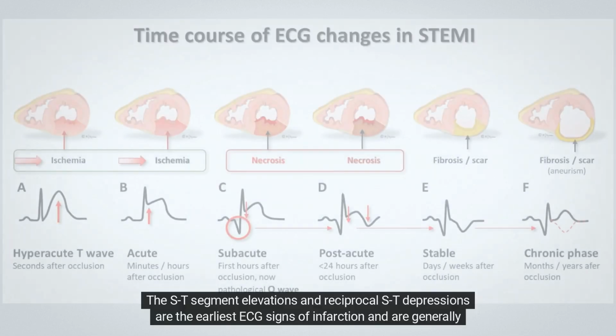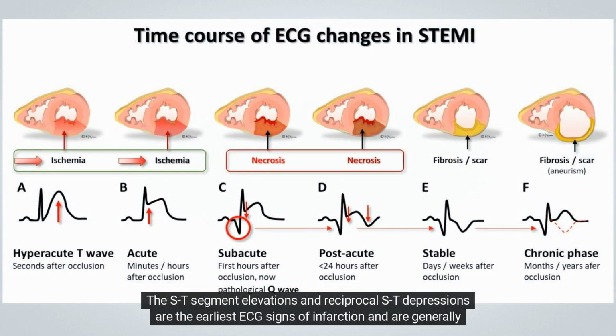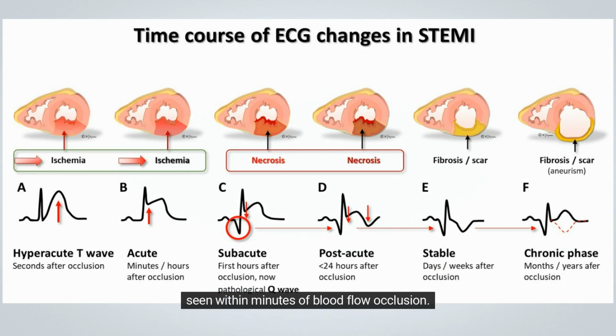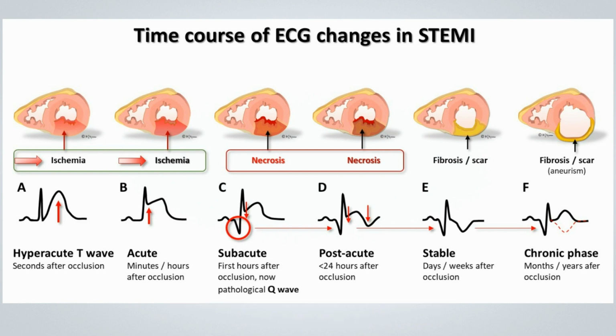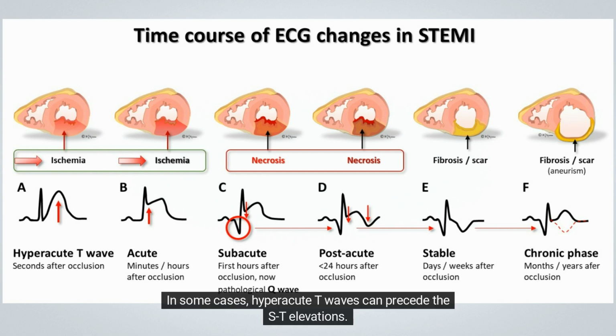The ST segment elevations and reciprocal ST depressions are the earliest ECG signs of infarction and are generally seen within minutes of blood flow occlusion. Tall, positive, or hyperacute T waves may also be present at this time. In some cases, hyperacute T waves can precede the ST elevations.